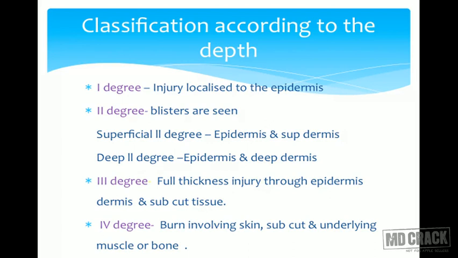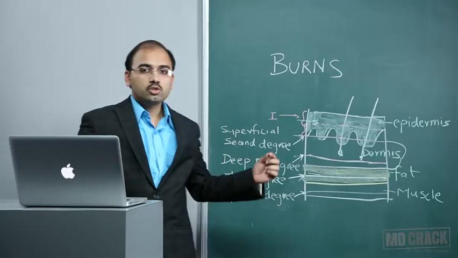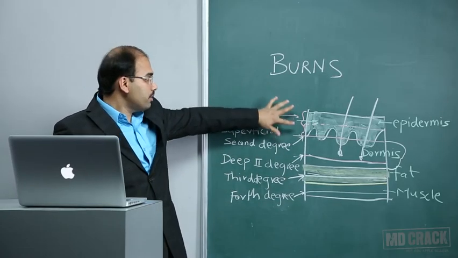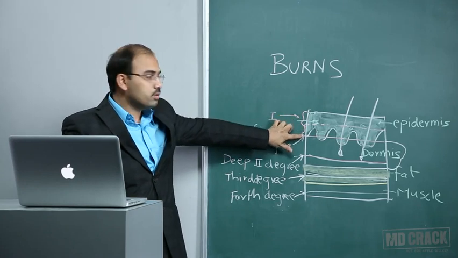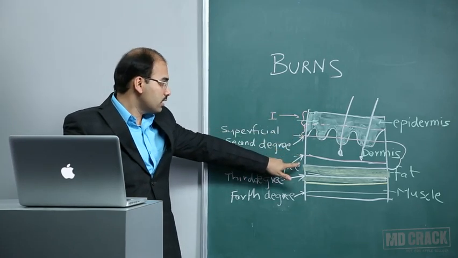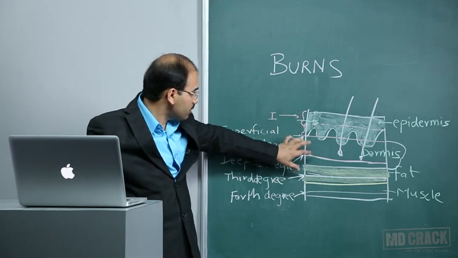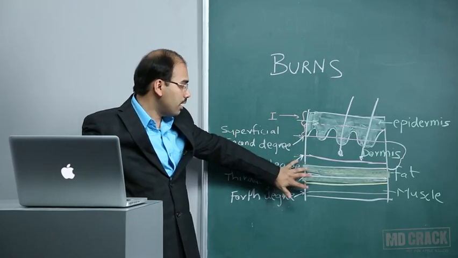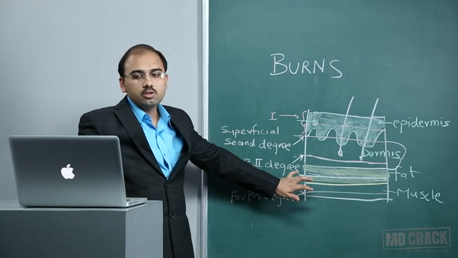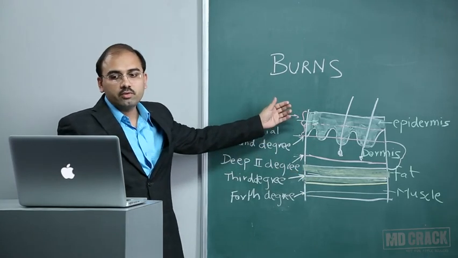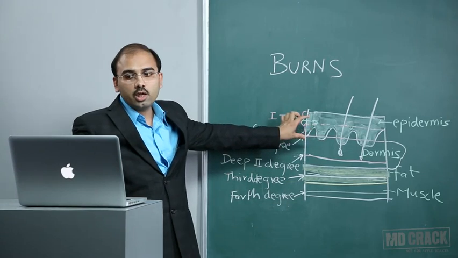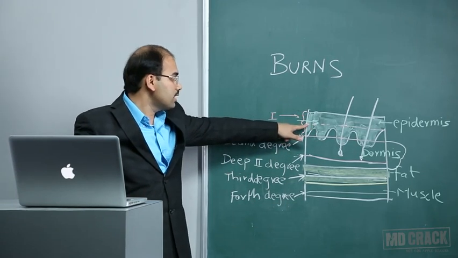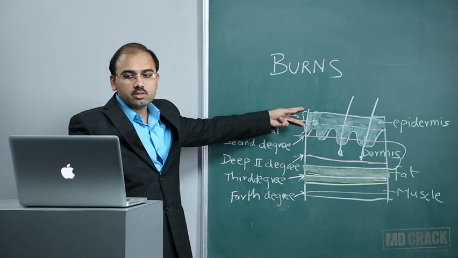Now we classify burns according to the depth. So first degree burns where injury is localized to epidermis. So here we can depict as epidermis up to this level. Below this there will be dermis. Next there will be fat. So up to this level is dermis. Then there will be fat depicted by yellow zone, and below yellow zone is muscle. So we have got first degree burns which is injury localized to epidermis. So this up to this level, this is called as first degree burns.